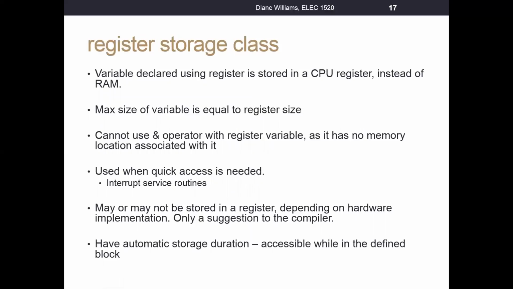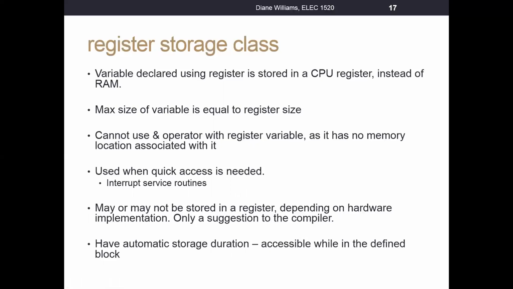There is a register storage class, which is applicable when you're working with something like interrupt service routines. It's applicable whenever we want to store something directly in a CPU register. It's faster to store variables in a CPU register instead of RAM. The maximum size of the variable, so the size in bytes, is equal to the register size. So if you've got a 16-bit register, you can only store a 16-bit number there. Once you put something in a register, you can't use the address operator with it because it has no memory location associated with it. We use it when quick access is needed.